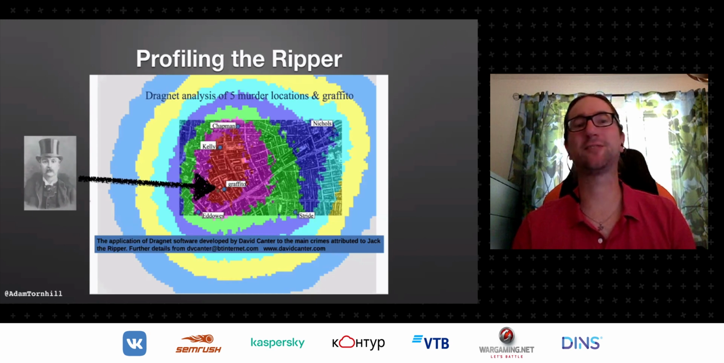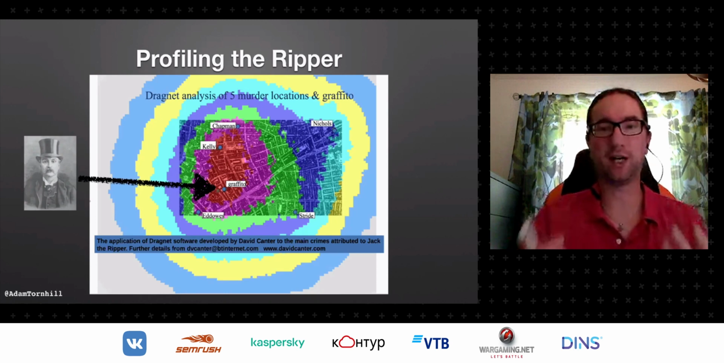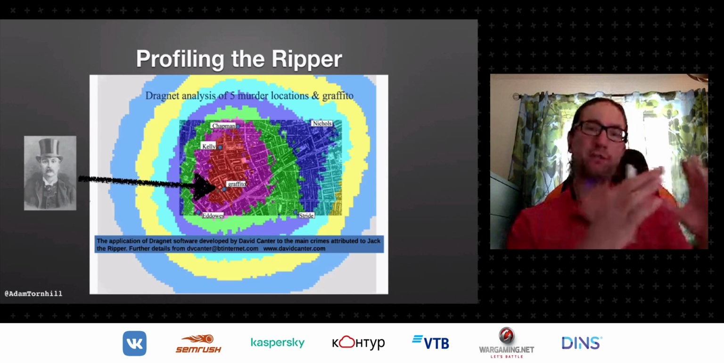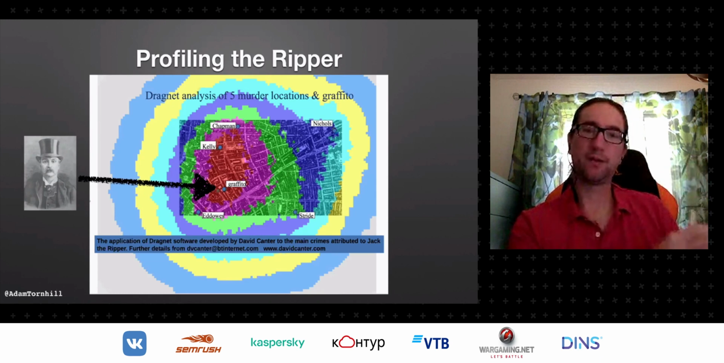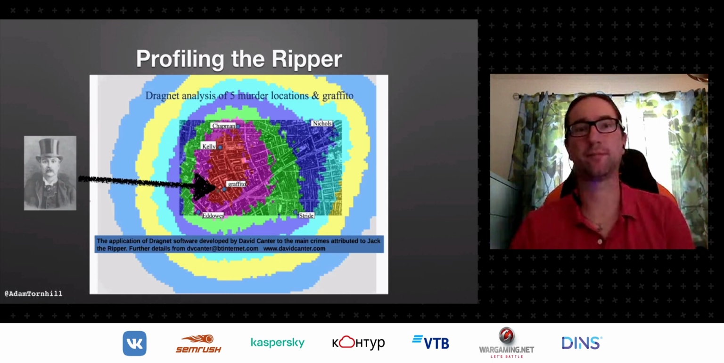You see, Middlesex Street is located right in the middle of the hotspot. So what this would mean to us if we were investigating Jack the Ripper is that James Maybrick is a pretty good fit for the profile. So maybe we should prioritize James Maybrick over other suspects.